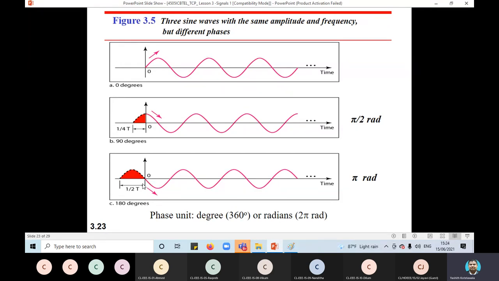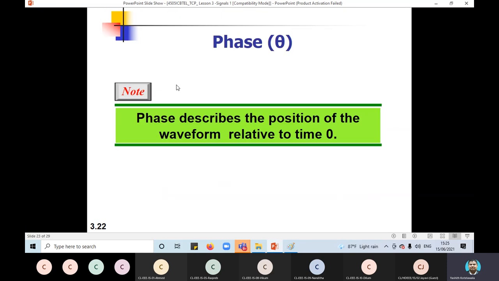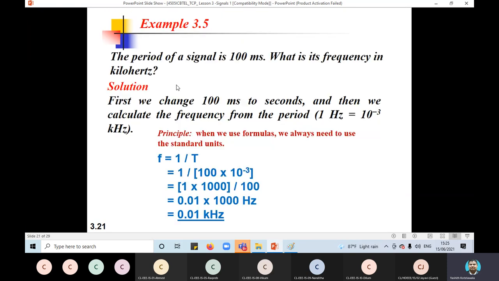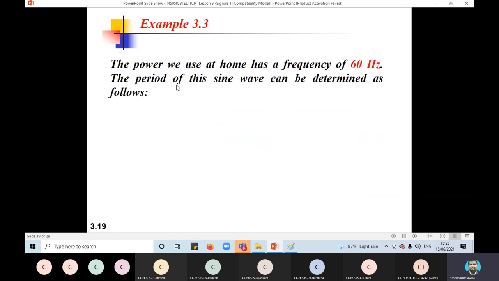That is the phase shift. So this is in radians pi. That means 180 degrees phase shifted. Okay, 180 degrees phase shifted. So this is what we call phase, right? Now let's go back, because we were in peak amplitude.